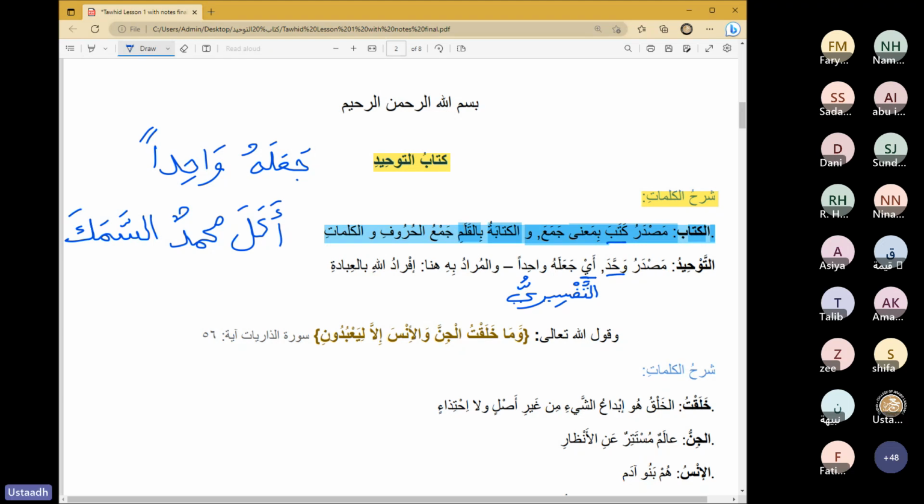So we find in many sentences that they comprise a verb. We say akala is al-fi'l, the verb. And then Muhammadun is what is known as al-fa'il in the sentence, the doer. Okay, question: how do we know that Muhammad is the fa'il in the sentence?